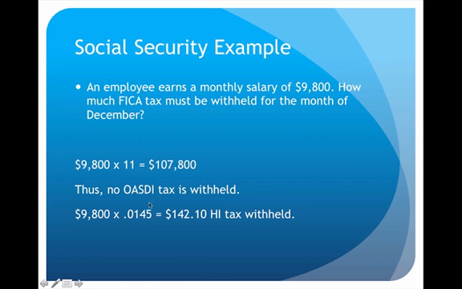But remember, it doesn't matter on HI, there is no cap. So $9,800 times 1.45%, we will have $142.10 withheld for HI. And notice I'm using the decimal equivalent. The decimal equivalent of 1.45% is 0.0145.